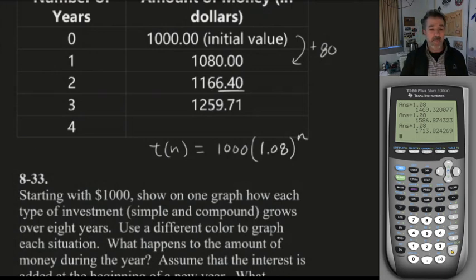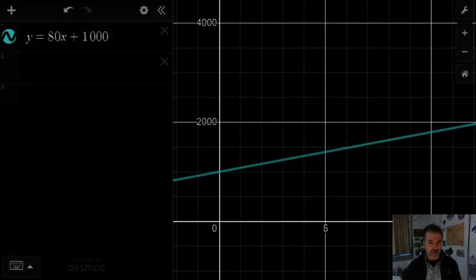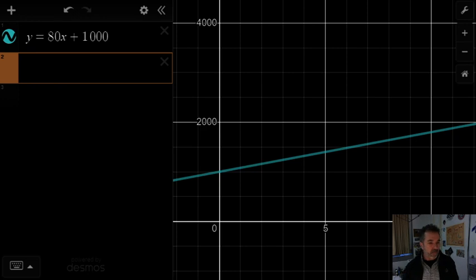So if I want to know how much the account is worth at the end of 3 years, if I put 3 in for n, it's going to give me that amount. So let's go back over to Desmos and take a look at how this would contrast with that. So here we've got our simple interest still, right? So let's go ahead and now put in the compounded once each year.